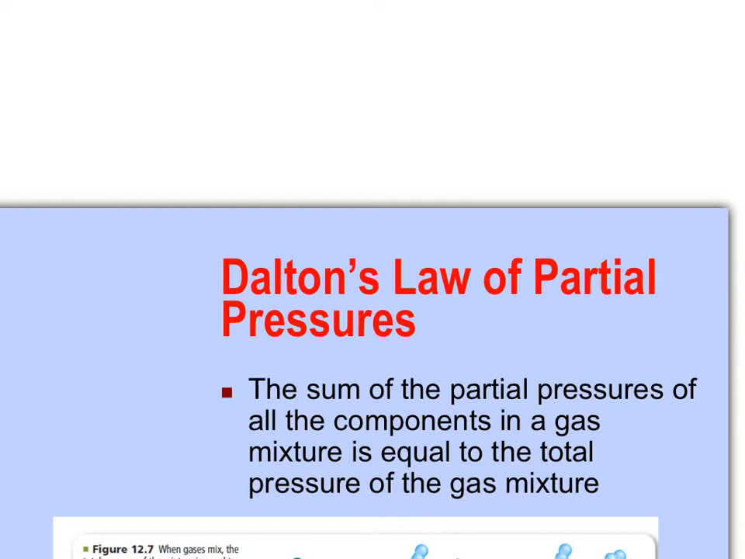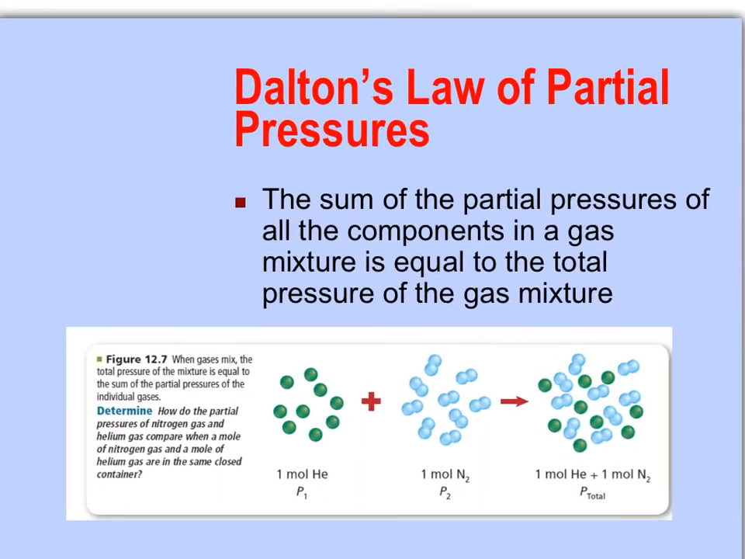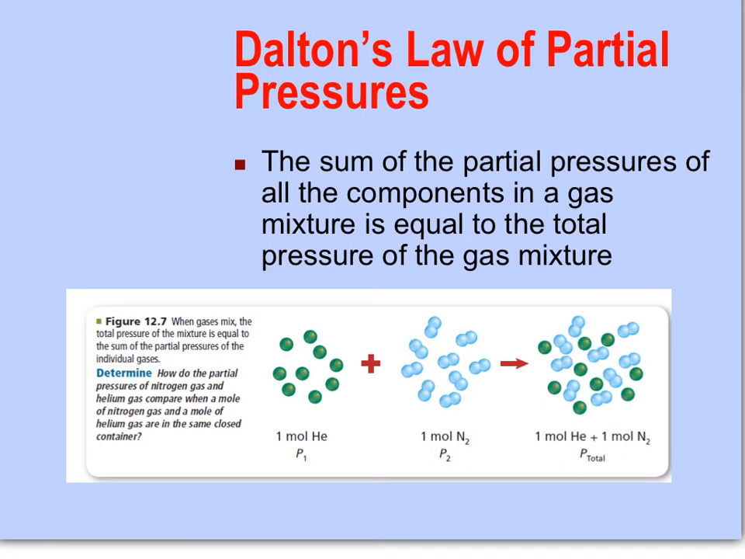This also is very similar to the idea that it doesn't matter what type of a gas you have, 1 mole of that gas at standard temperature and pressure is going to have the same volume, 22.4 liters. A diagram from the textbook is shown here. If you have 1 mole of helium at a given pressure and 1 mole of nitrogen at another pressure, your total pressure is going to be the pressure of the helium plus the pressure of the nitrogen.